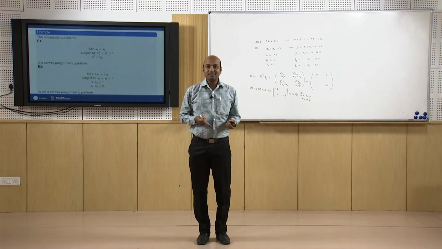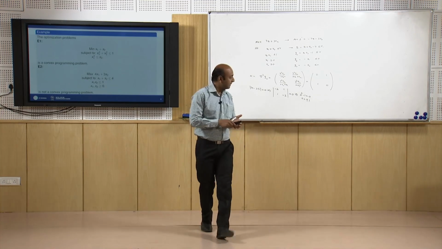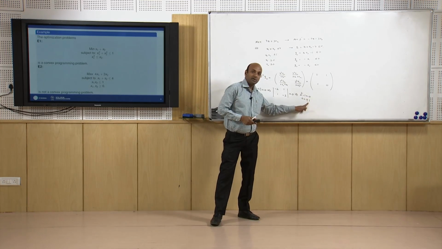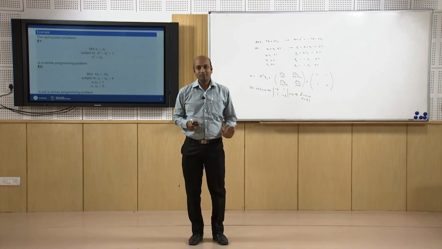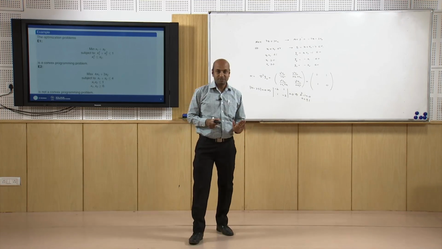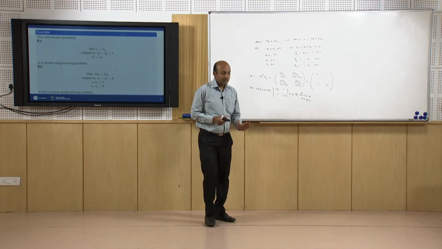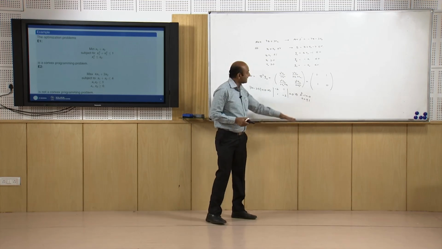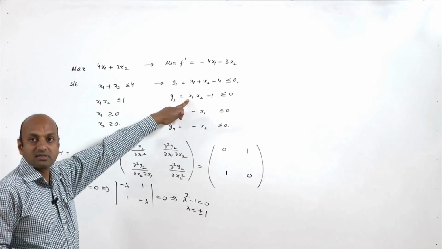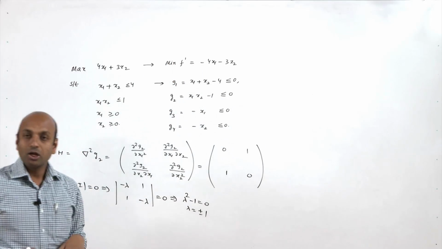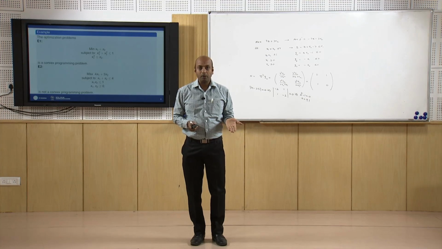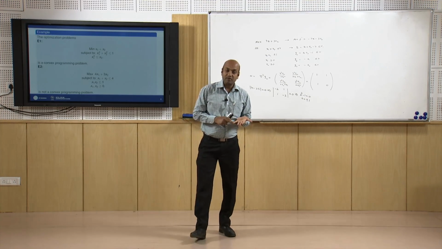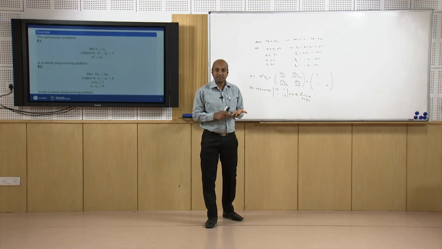So, for some lambdas are positive and some lambdas are negative, one lambda is positive, one lambda is negative. That means the function is not convex, because for convexity all lambdas must be greater than or equal to 0. That means the function is not convex, hence this constraint is not convex. Therefore, this problem is not a convex programming problem, because if it is a convex programming problem, then the objective function as well as all constraints must be convex.